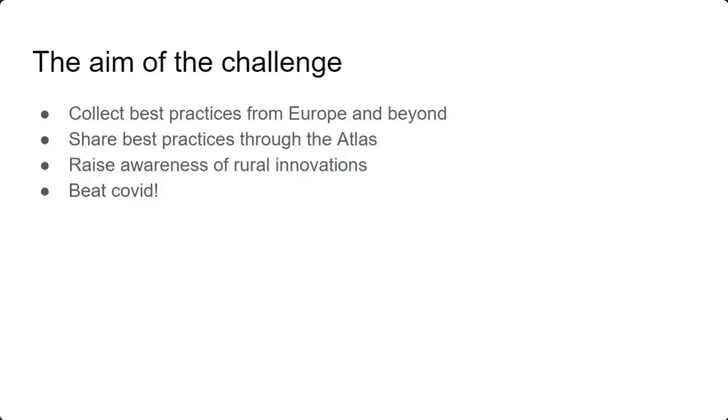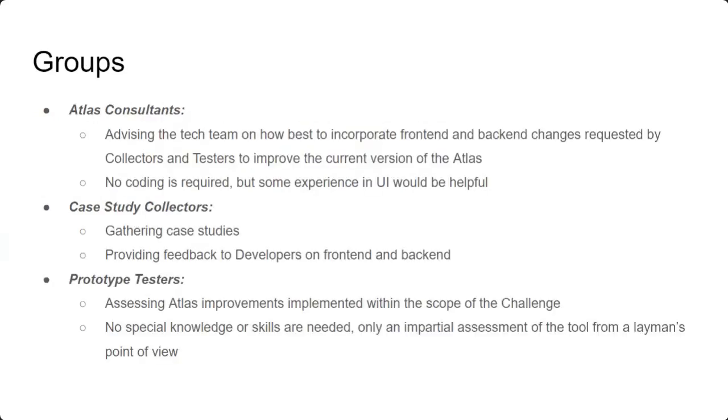And once we collect these practices, we will share them through the atlas that Peter presented. And hopefully, in doing so, we're going to raise awareness of rural innovations that will tell people what they can do in their regions to beat COVID. And this is our main objective, essentially, to beat COVID, to strengthen the resilience in rural areas in these difficult times. And in our Challenge 6, we divided the participants into 3 groups.